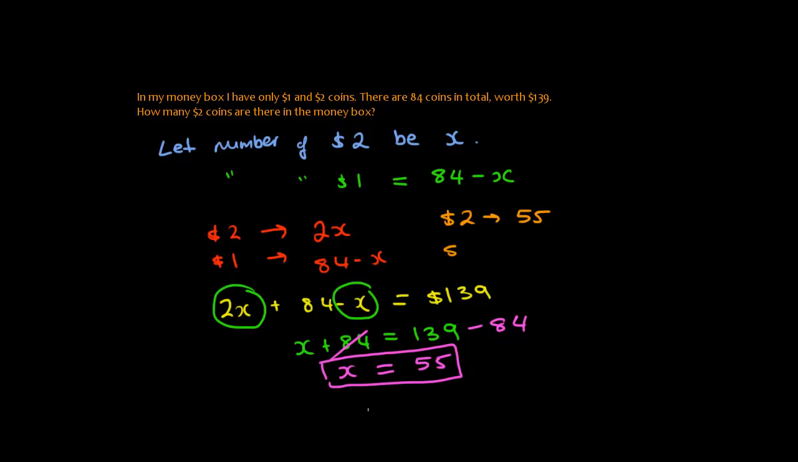If we were asked to find how many $1 coins there were as well, then obviously it'd be 84 take away 55, which would equal 29. But again, the question they asked us was about the $2 coins. They might even ask how much would the $2 coins be worth, which we then work out to be $110. Okay, really tough question.